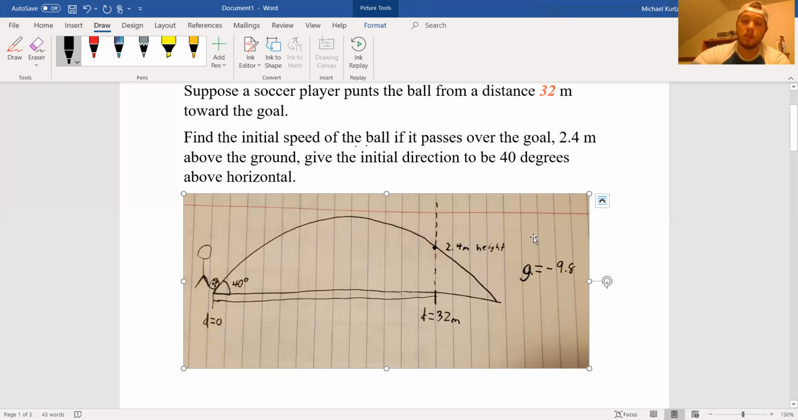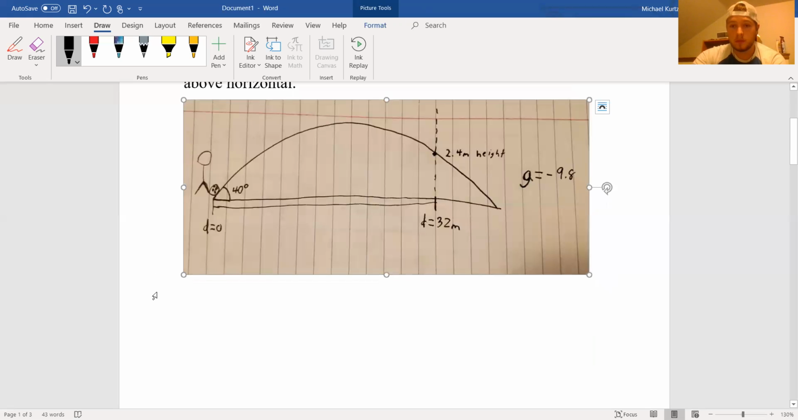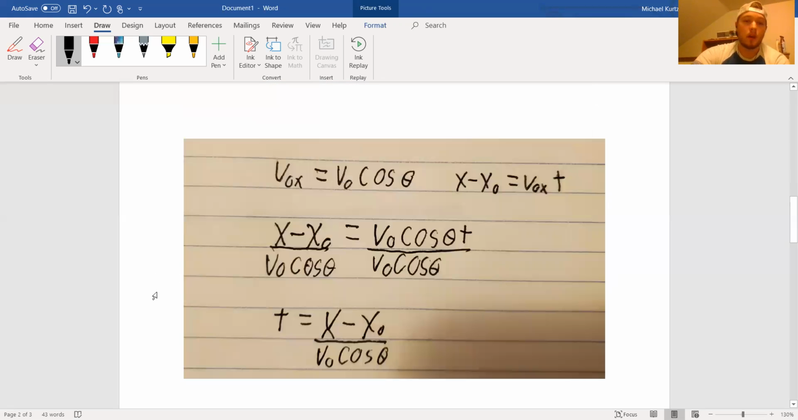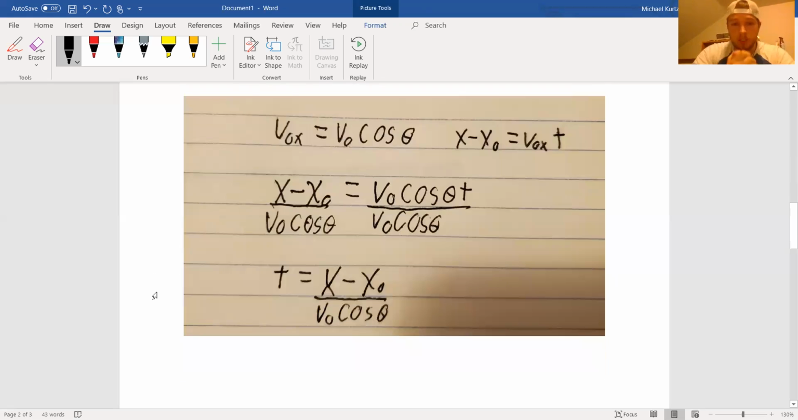And then here we have our given acceleration, which is negative 9.8, which is going to stay constant because I assume this is taking place on Earth. There's no Mars Soccer League. So our gravity is negative 9.8 meters per second squared. So we start off with two equations.